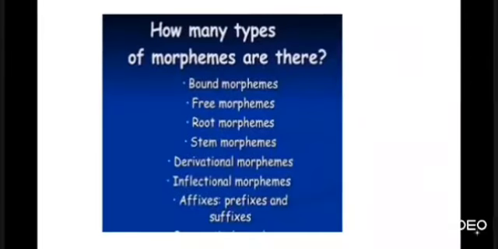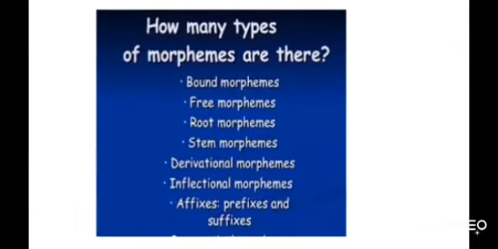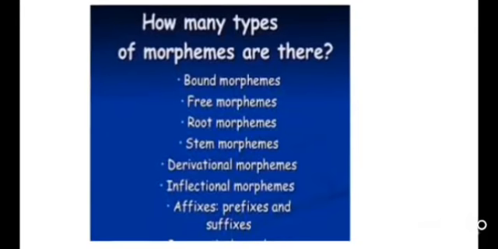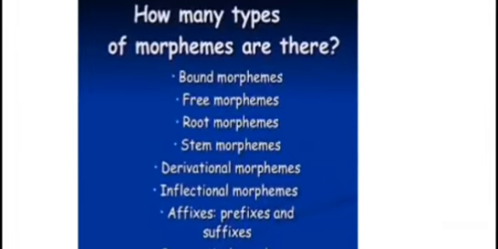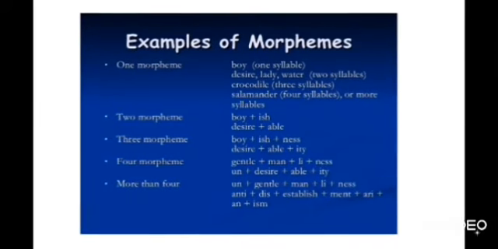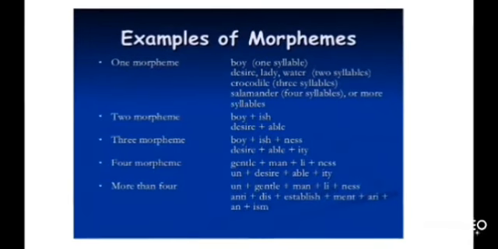How many types of morphemes are there? For example, bound morphemes, free morphemes, root morphemes, stem morphemes, derivational morphemes, inflectional morphemes. Examples of morphemes. One morpheme: boy, water, desire. Two morphemes: boy plus each.